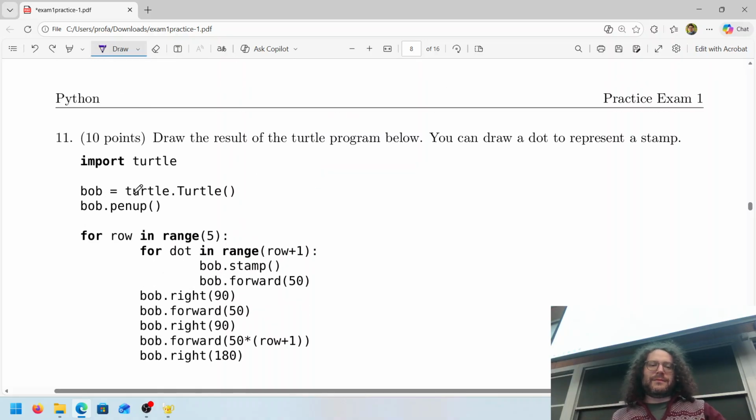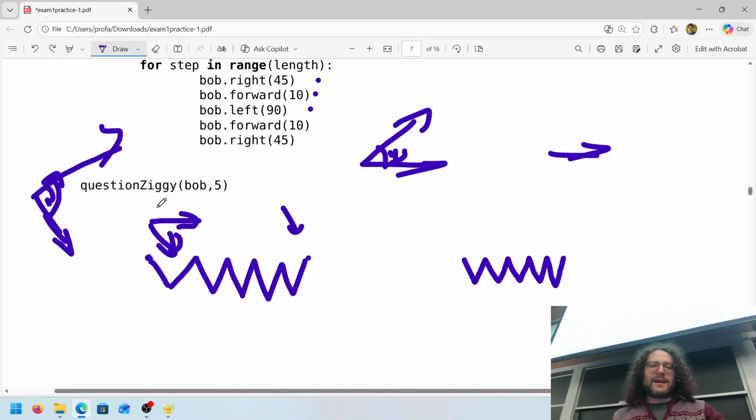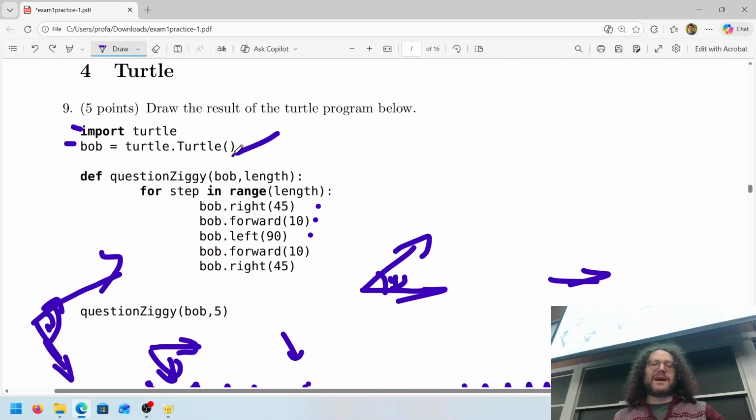Also note that I do have a tendency to give my stuff meaningful names. Ziggy, because it's a zigzag pattern. Length, because that's how long this is. I don't obfuscate my variables. Over the years, I have asked precisely one question where my variables were obfuscated, and that was the turtle question on the final exam a couple of years ago, when we were over COVID.